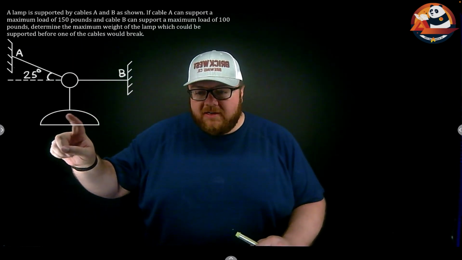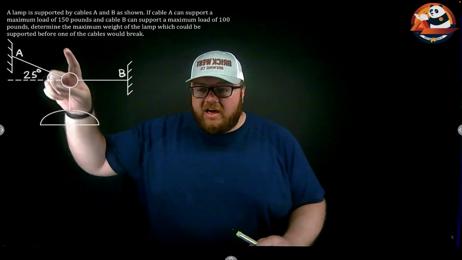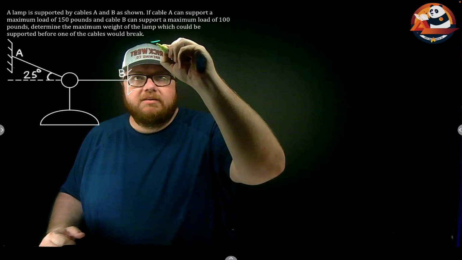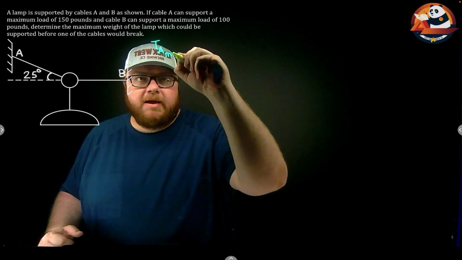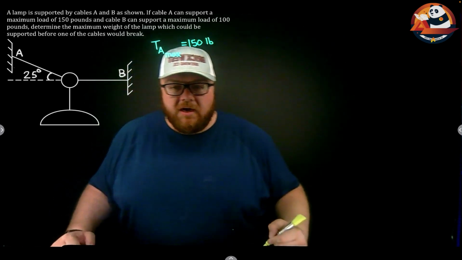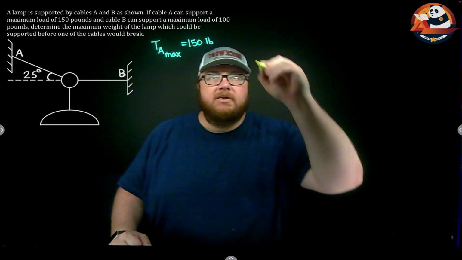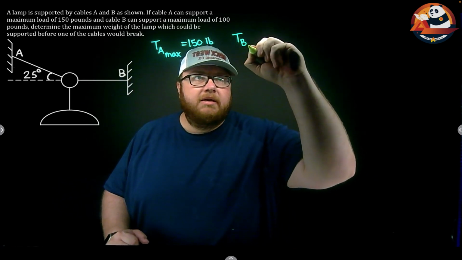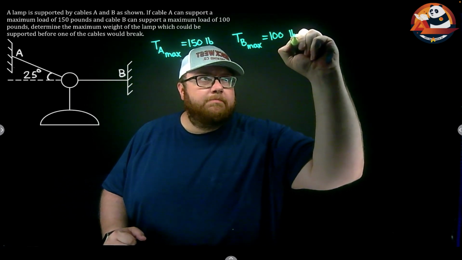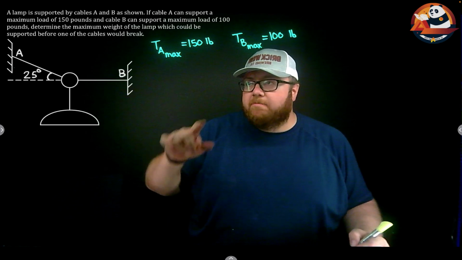In this one, we have some lamp here supported by cables A and B. Cable A, we know, can support a maximum load of 150 pounds. So let's write that as TA max. TA max is 150 pounds. If it goes over that, the cable is going to break. And cable B can support a maximum of 100 pounds. So we could write that as TB max equals 100 pounds.